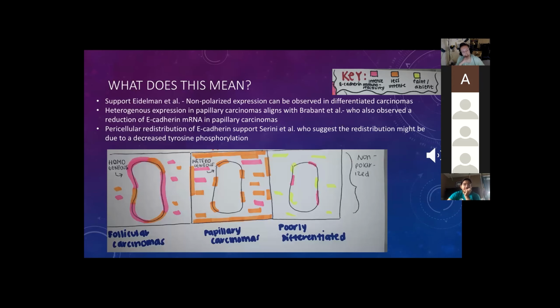So what does this mean? The results we found for our papillary carcinoma confirmed results of other studies mentioned in this article. The results support Edelman's study, who found that non-polarized expression can be observed in carcinomas with histologic structures like papillae, as in our papillary carcinoma. We also see a pericellular redistribution of cadherin, just like Serini's study, whose results stated that this redistribution might be due to a decreased tyrosine phosphorylation of cadherin cytodomain. The low and heterogeneous expression of papillary carcinoma also confirms Braben's study, who observed a reduction in E-cadherin mRNA in papillary carcinomas.